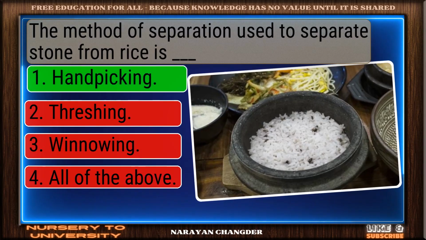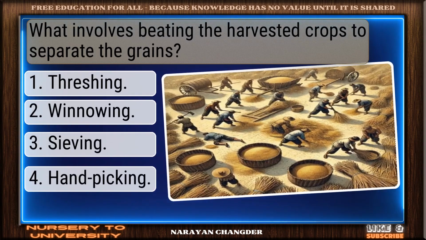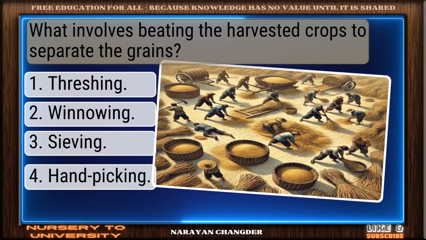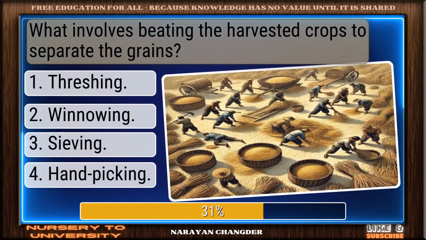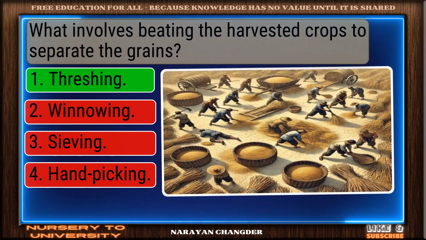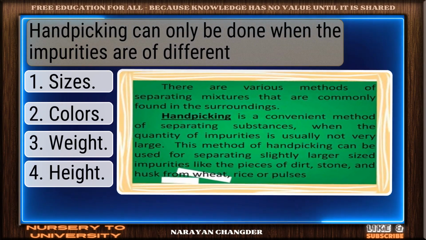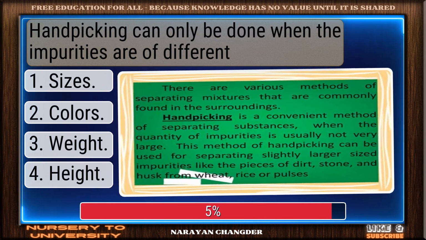Well picked. Handpicking is the correct answer. What involves beating the harvested crops to separate the grains? Good job. Your answer threshing works well here. Handpicking can only be done when the impurities are of different.